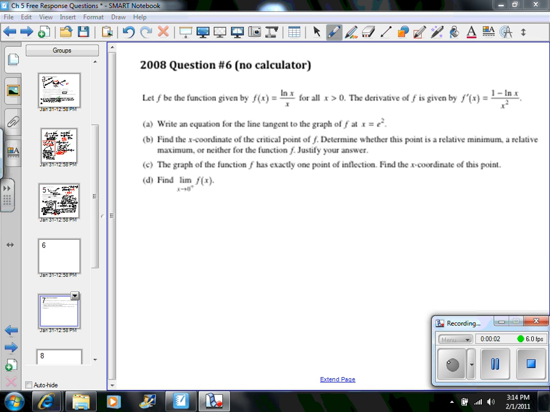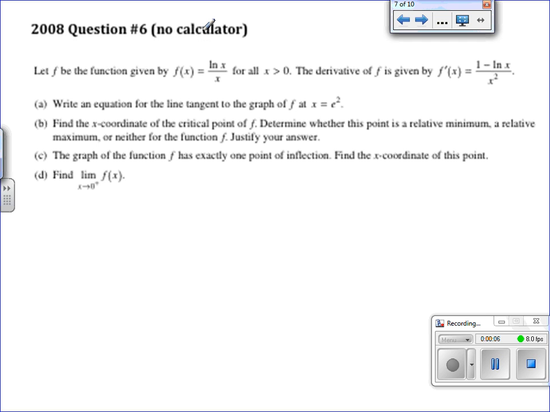Okay, now we're going to do 2008 question number 6. This is also a no calculator problem. Let f be the function given by f of x equals natural log of x for all x greater than 0. The derivative of f is given by f prime of x equals 1 minus natural log of x all over x squared. You could have easily found that yourself, but they gave it to make it a little easier.